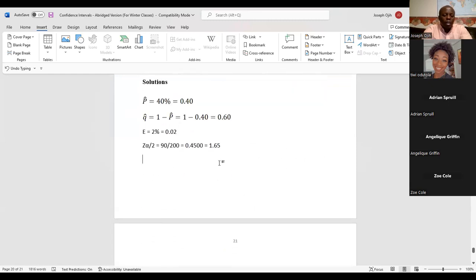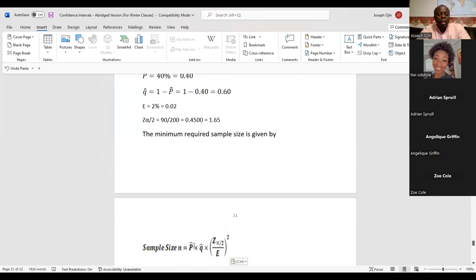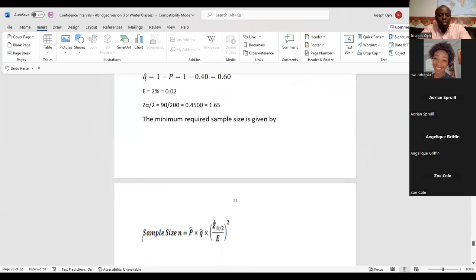Say, find the minimum sample size necessary. The minimum required sample size is given by this formula: P hat, which we have already, times Q hat, which we have already, times Z alpha over 2 over error, which you have already. So let me just put them in.